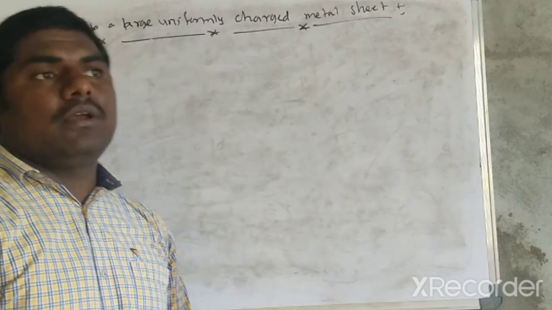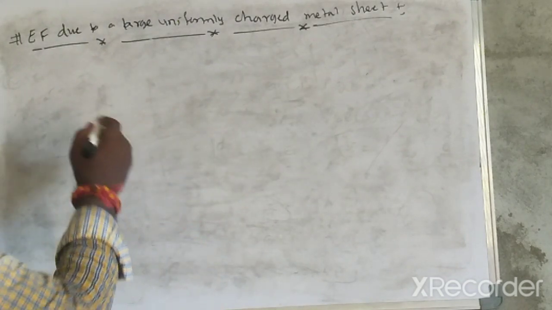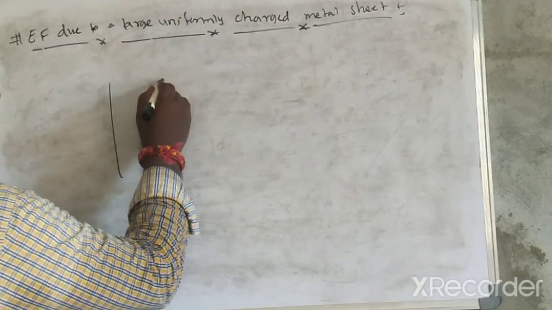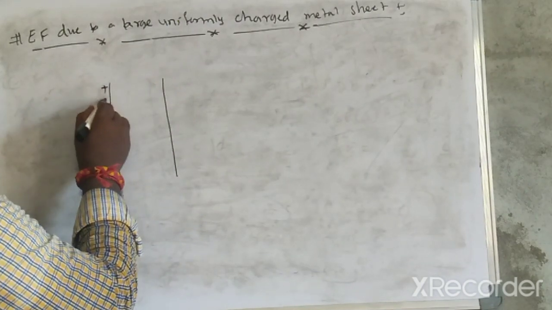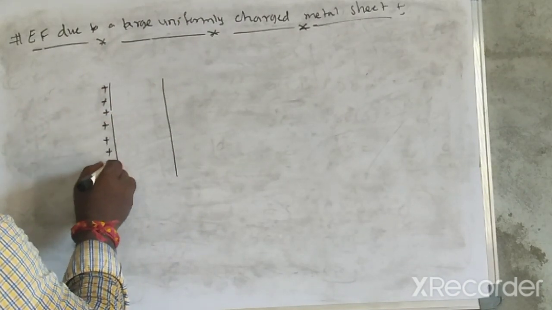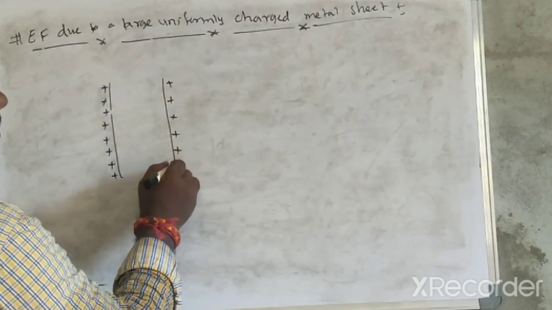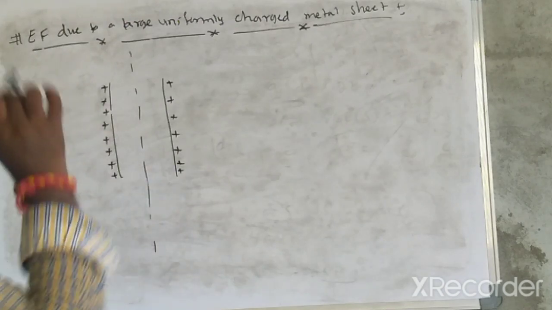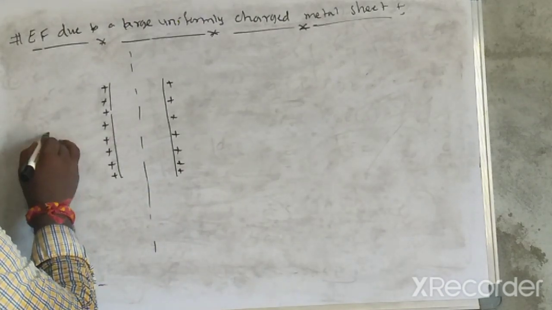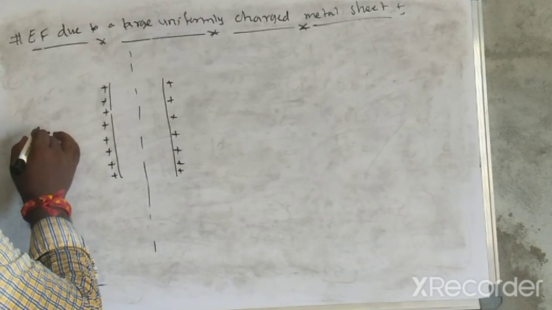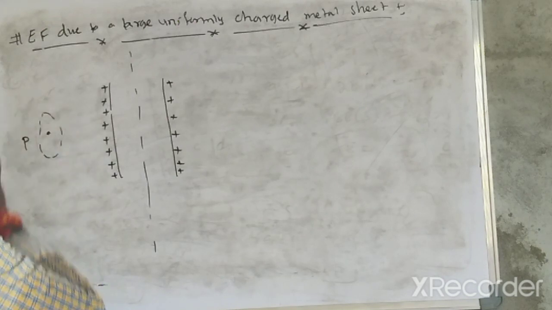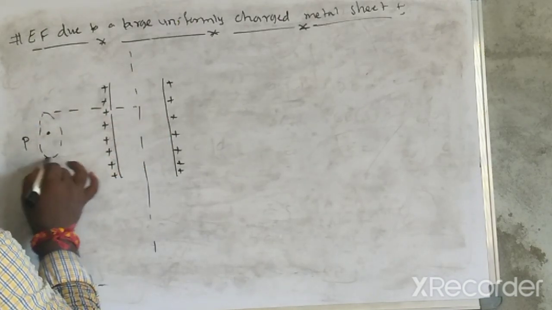So here is another application: electric field due to a large uniformly charged metal sheet. A metal sheet is nothing but charge accumulated on the surface of the metal sheet. Let us consider this is one metal sheet, with the charge accumulated on it. This is the center of the metal sheet, and let us consider one point. This point is P. So you may draw the Gaussian surface here. This is the Gaussian surface line.